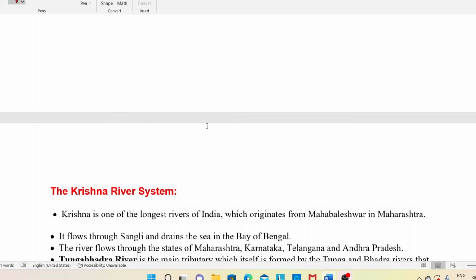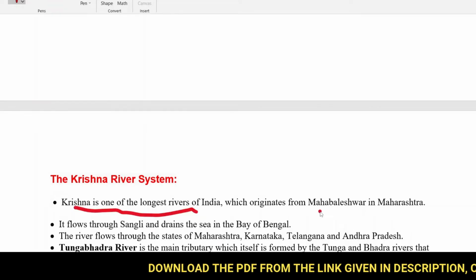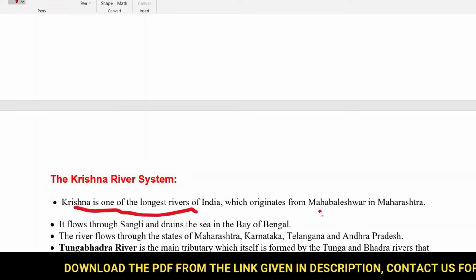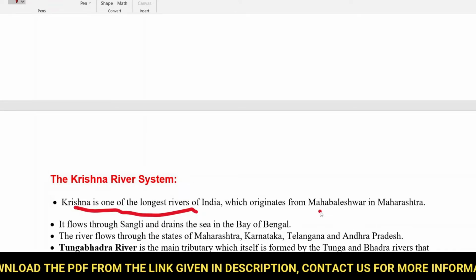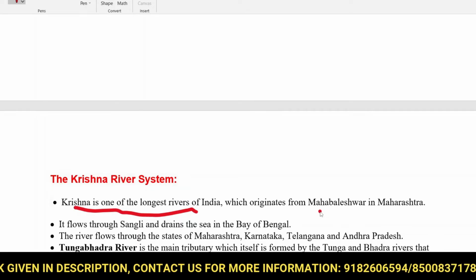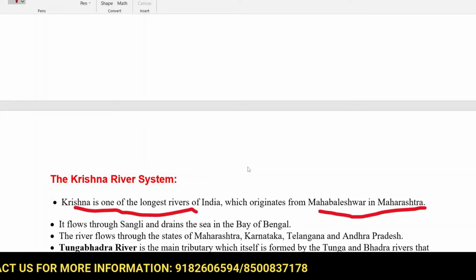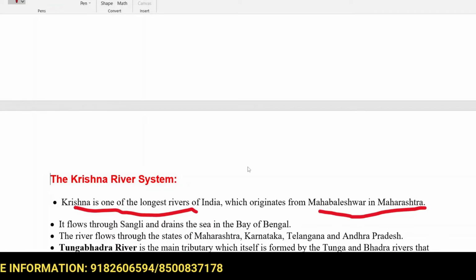Krishna is one of the longest rivers of India. Important point: Krishna originates from Mahabaleshwaram in the state of Maharashtra. Here the point is that the Godavari and the Krishna originate in the same state, that is Maharashtra. Krishna is the longest river in India and originates from Mahabaleshwaram in Maharashtra.